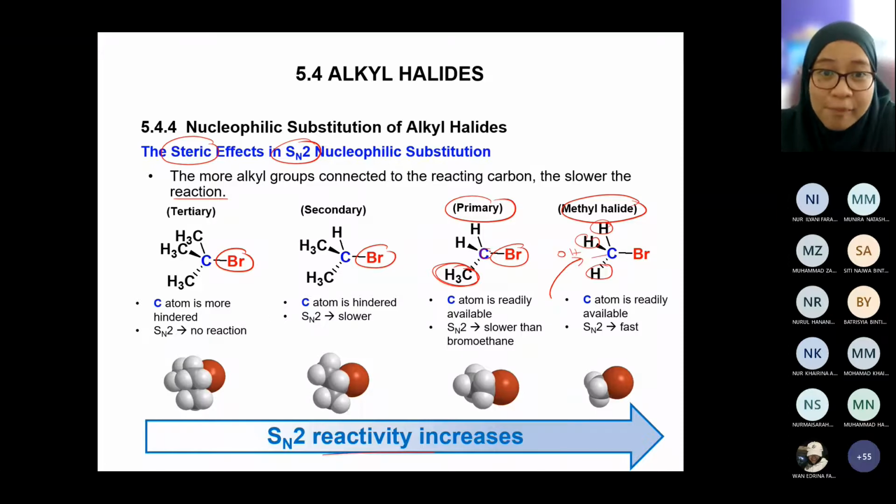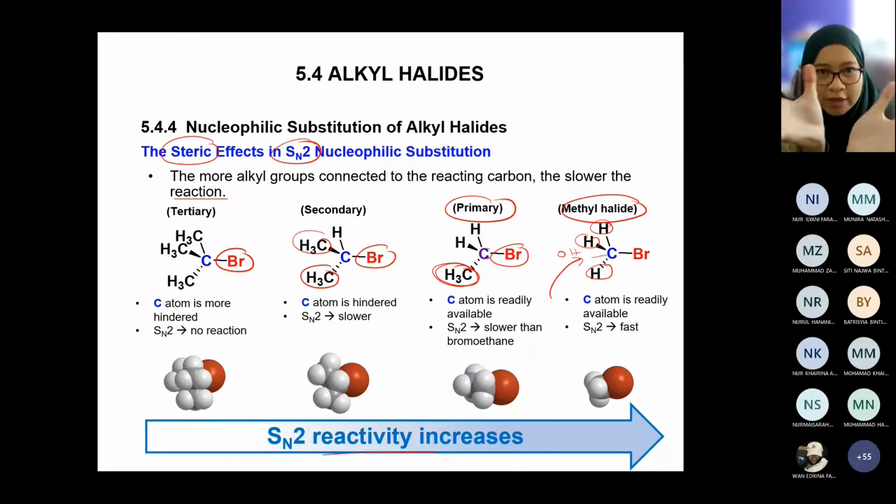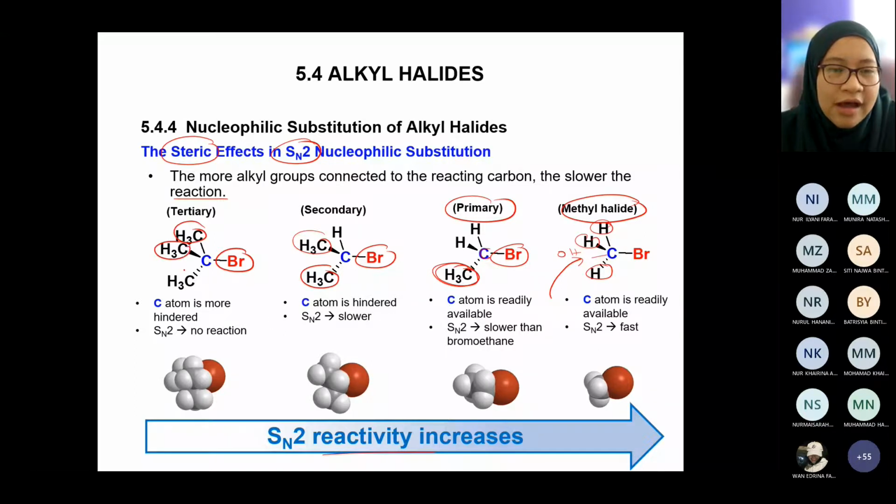But still easy compared to if you are secondary. The path gets narrower and narrower for the nucleophile to be attached to the carbon. And imagine if you have three more groups that are even bulkier. This one is CH3. If you have ethyl, if you have isopropyl, so an even bulkier group, it will be very hard to penetrate. So that's why SN2 prefers methyl halide and primary rather than secondary and tertiary.